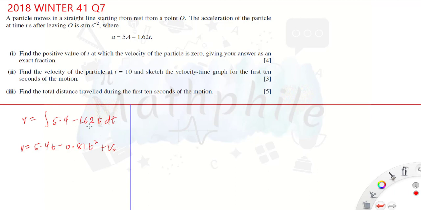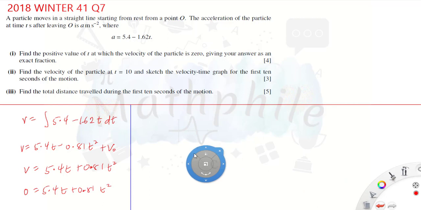So in this case, we were given a condition: when t is equal to 0, v was equal to 0, from the statement. So I don't really want to do all that calculation again. The velocity function is v equal to 5.4 t minus 0.81 t squared. Now we're told to find the positive value of t at which the velocity of the particle is 0. So 0 is equal to 5.4 t minus 0.81 t squared.